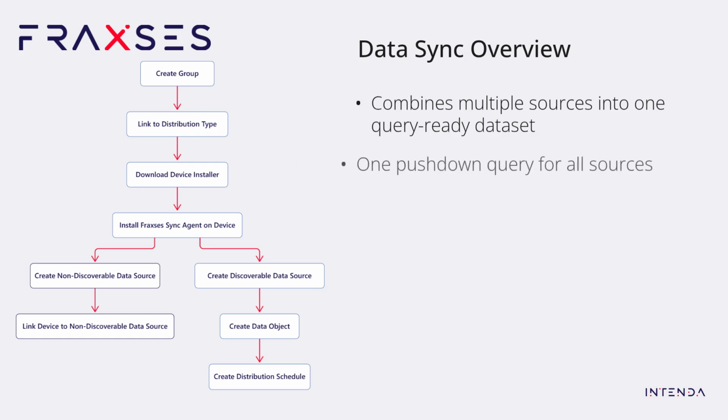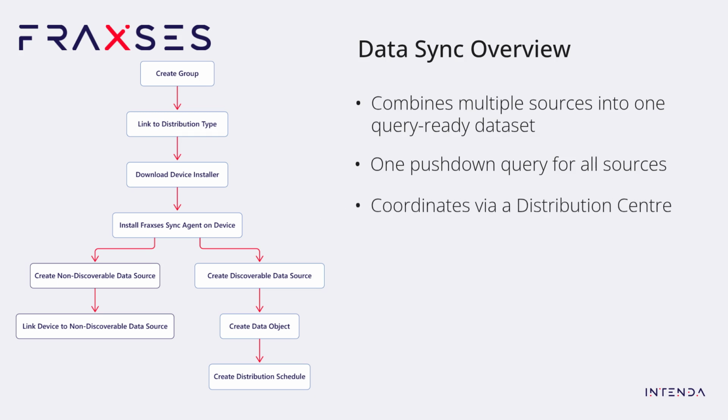A single pushdown query is executed against configured non-discoverable data sources, with results merged into a consolidated Parquet file. The solution operates by linking discoverable and non-discoverable data sources through a distribution center, with executables installed on source machines to enable distributed query execution. Queries can be scheduled to automatically collect and merge results from multiple locations.